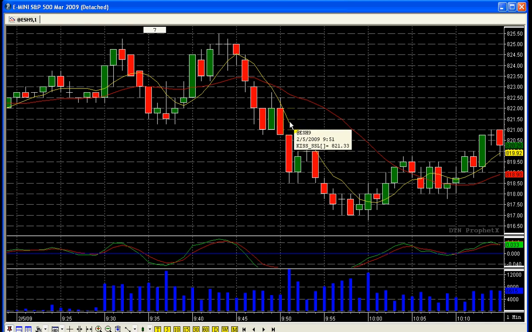Next one I won was right here. Gosh, I went short on this trade about this point, and it ran over 2 points, which would have hit my profit target.